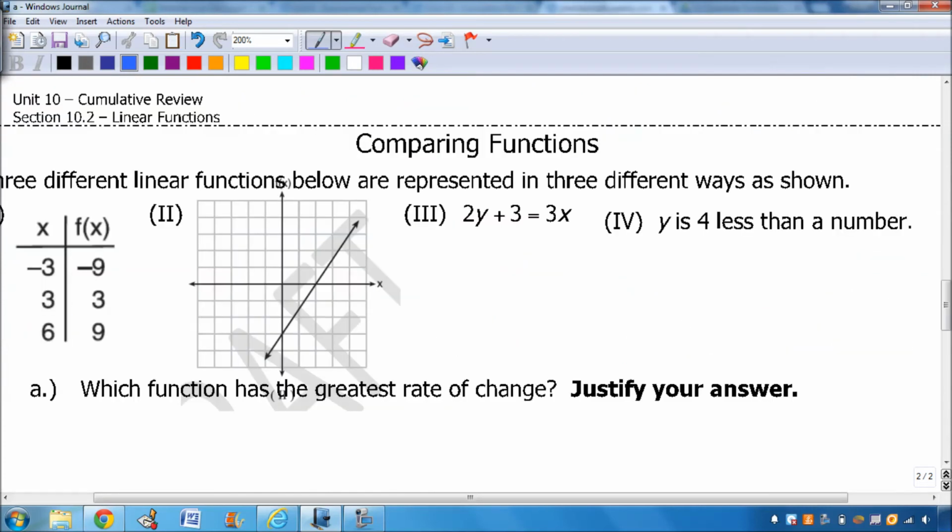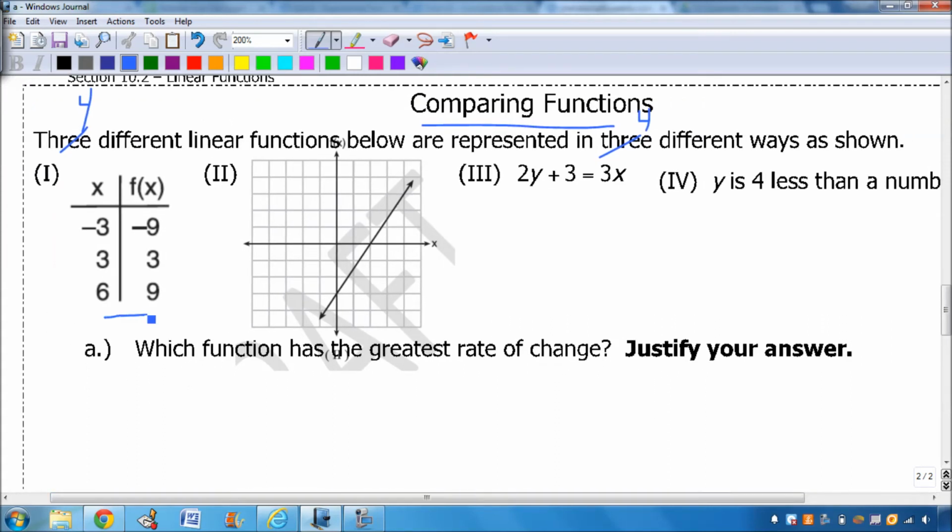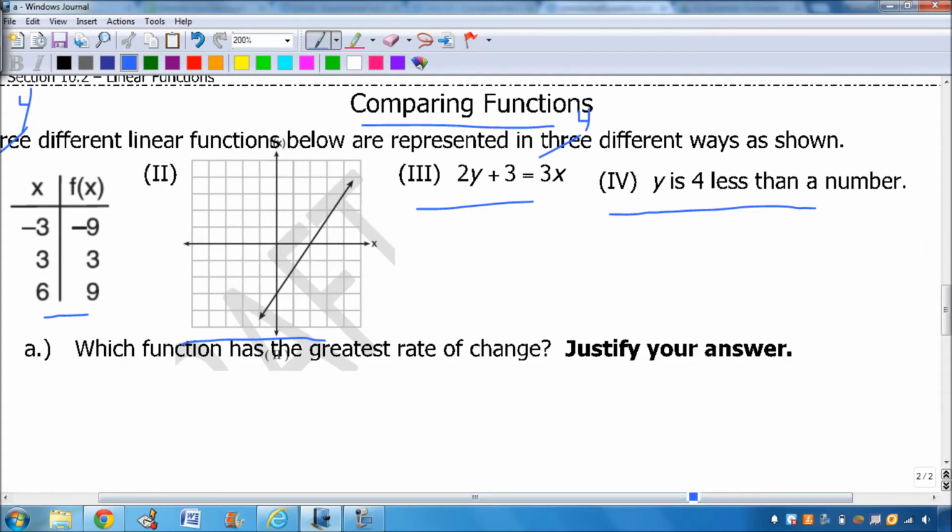All right, so let's take a look at the next page about comparing functions. It says 3 different linear functions. It should be 4 different linear functions are represented in 4 different ways as shown. So if you look right here, our first function is shown in a table, our second is shown in a graph, our third is shown in an equation, and our fourth is shown in a description. So let's figure out how to do all of this stuff right here.